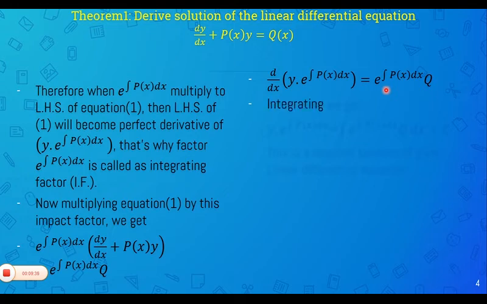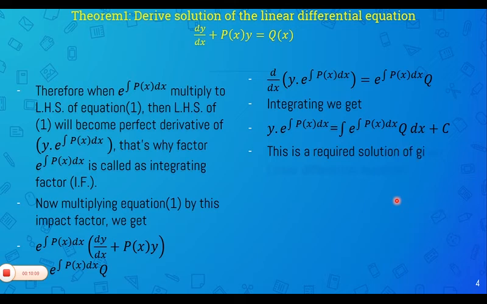Now integrating both sides, we know that integration and the derivative are reversible processes. Therefore integration and this d by dx will get cancelled out, and therefore we are getting y into e to the power integration p dx is equal to integration of the whole right hand side plus c, where c is a constant of integration, and this is nothing but the required solution of the given linear differential equation. So using this we have completed the proof of this theorem number 1.